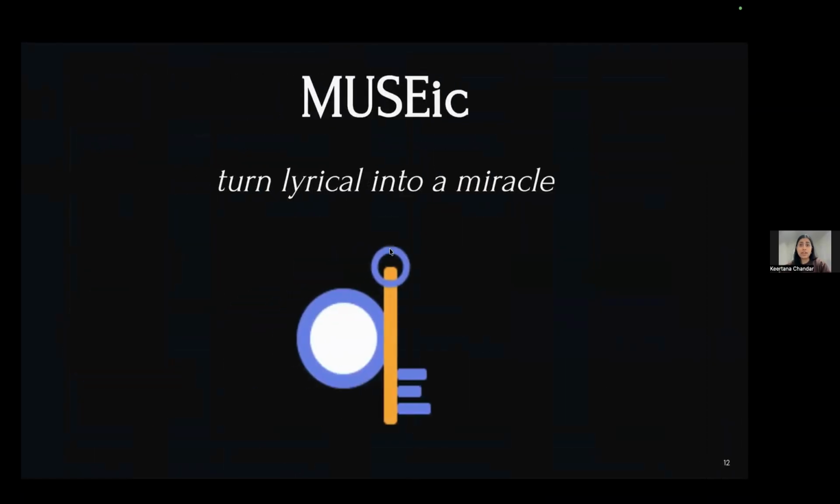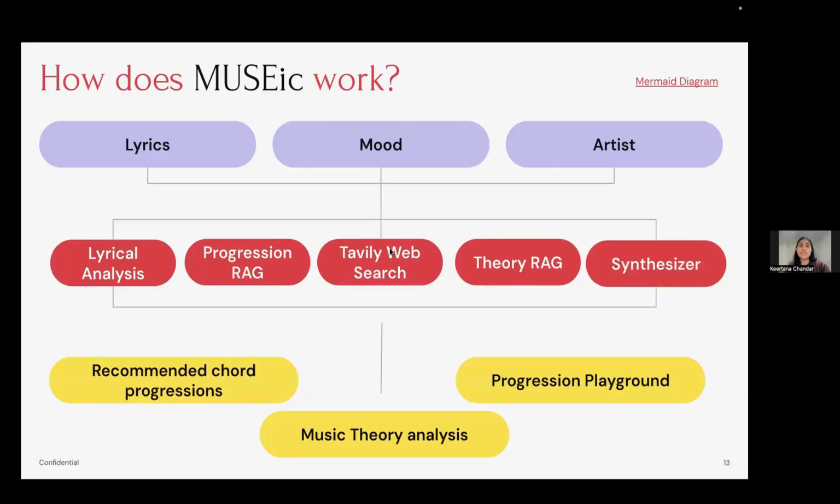Now, as that is working, let's talk about how MUSEic works. So as we just saw, we have our three inputs. We take that, run it through our tool, which I'll go into more detail later, and then we get a three-pronged result. We get recommended chord progressions, personalized music theory knowledge and analysis, and a progression playground where you can actually play around with the chords to see which ones you like. If you want a more detailed view, there's also a mermaid diagram linked.